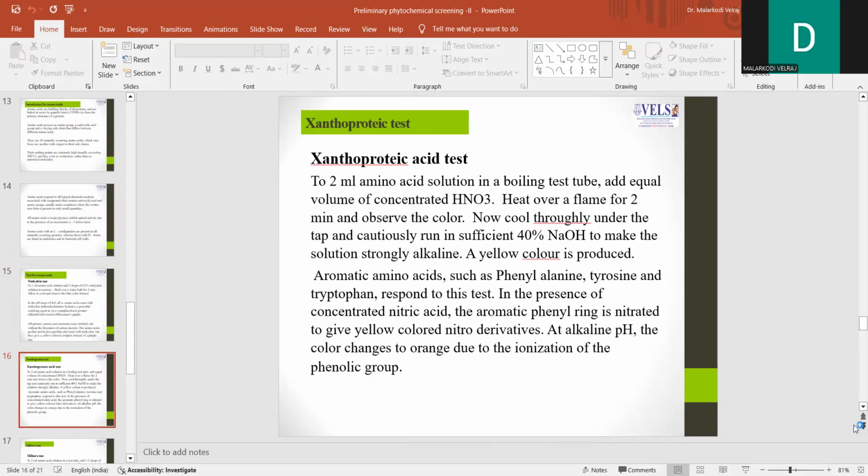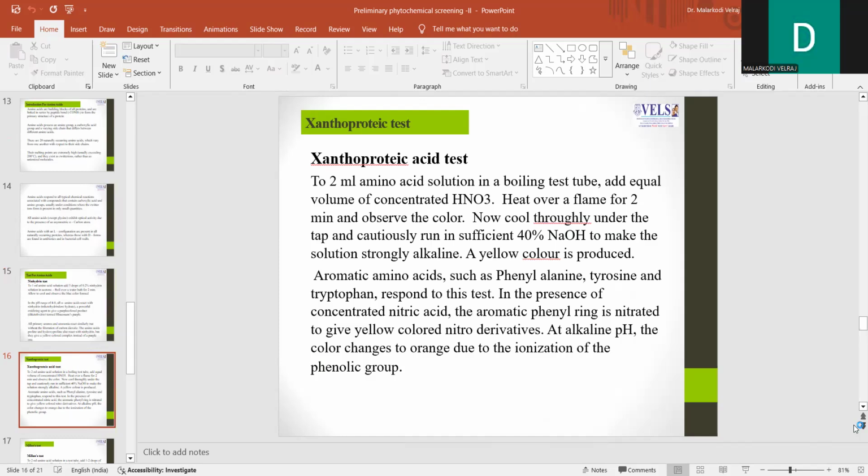Next test is the xanthoproteic test. To about 2 ml of amino acid solution in a boiling test tube, add an equal volume of concentrated nitric acid. Heat over a flame for 2 minutes and observe the color. Now cool it thoroughly under the tap and cautiously add sufficient 40% sodium hydroxide to make the solution strongly alkaline, and a yellow color is produced.